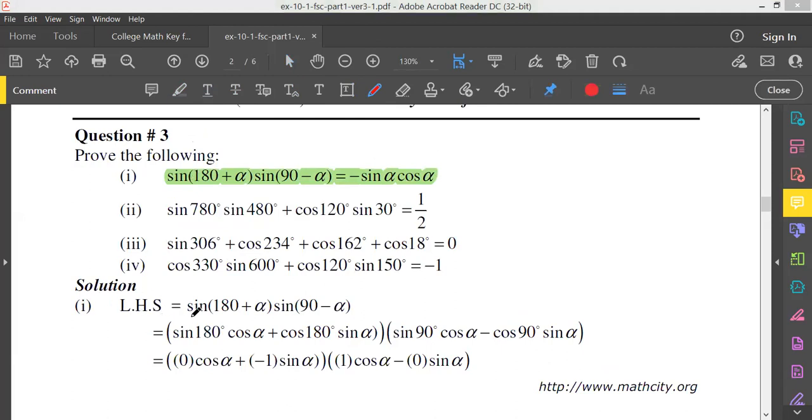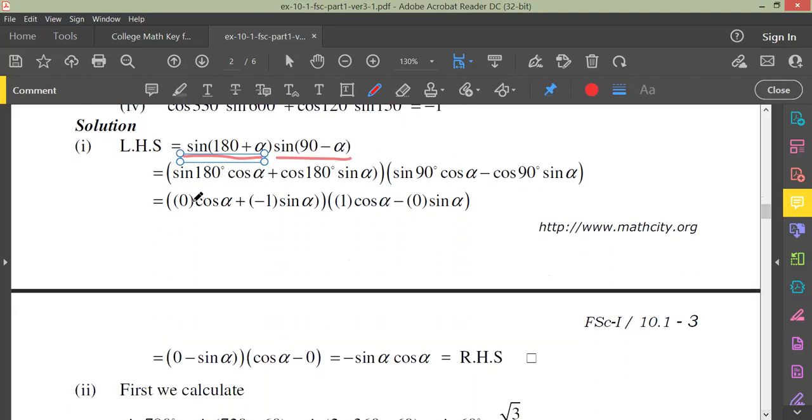After taking the left hand side, this is equal to sine 180 plus alpha and sine of 90 minus alpha. After applying the formula sine alpha cos beta plus cos alpha sine beta, similarly we apply the formula of sine 90 minus alpha. Sine 180 is equal to 0, cos 180 is equal to minus 1. Similarly, sine 90 is equal to 1 and cos of 90 is equal to 0. So after simplification, this will be equal to minus sine alpha cos alpha.